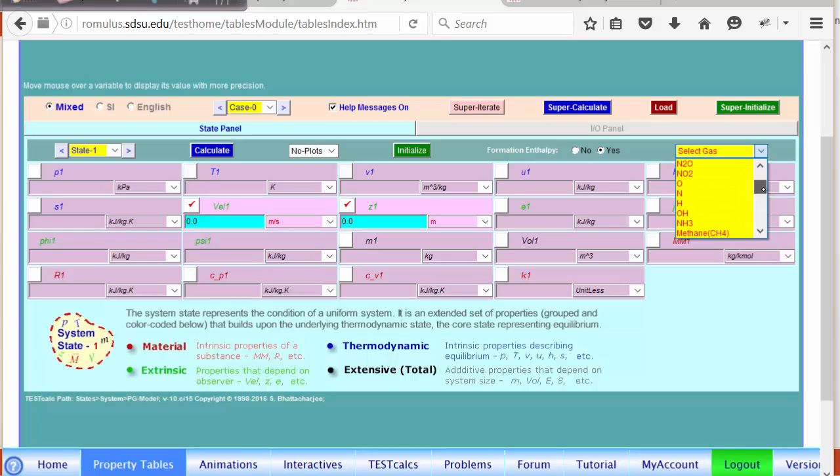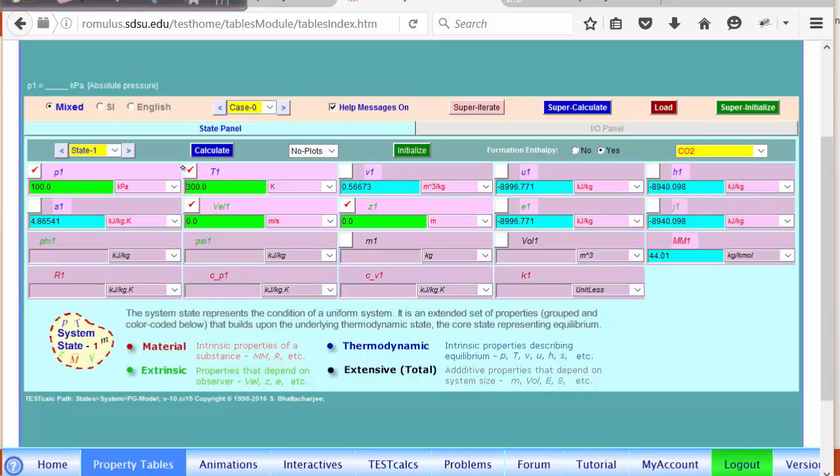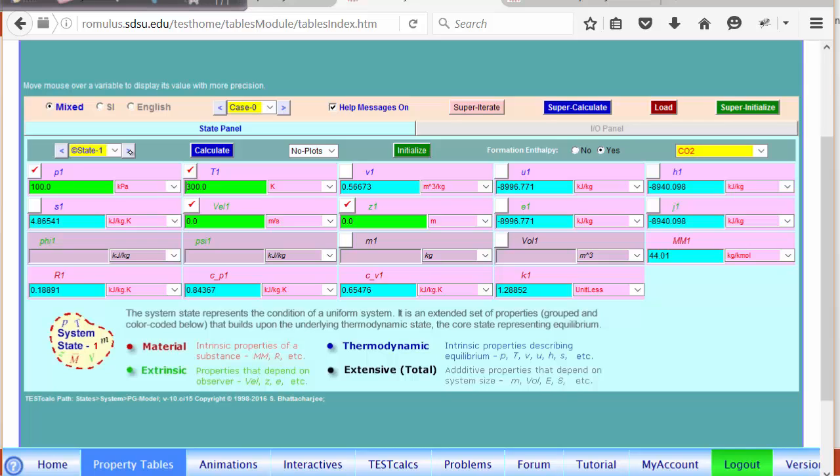Now if we don't select the gas first, you cannot enter any properties. So state 1 is already the default state. We know the values of pressure and temperature. We can just hit enter or click the calculate button. State 1 is found.